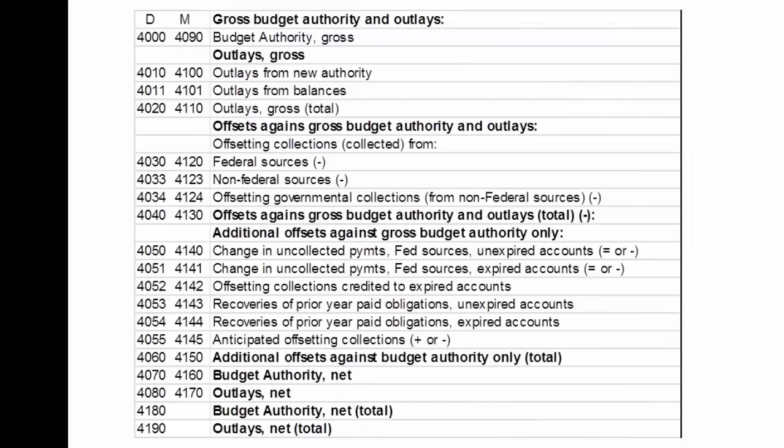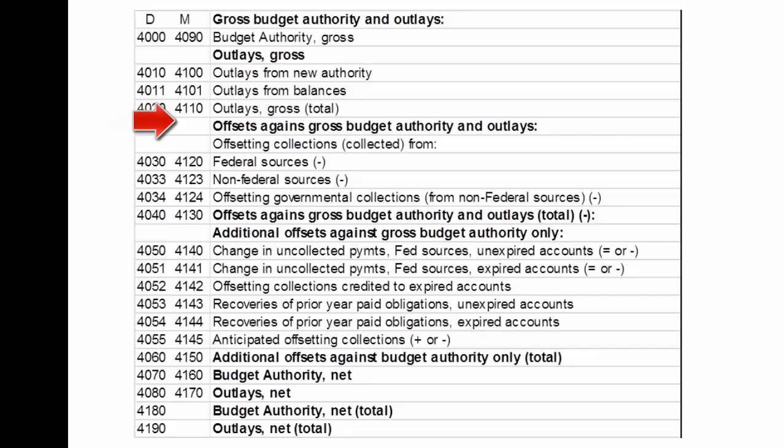For this display, I've arrayed the discretionary and mandatory lines together. The first section summarizes all discretionary budget authority on line 4000 and mandatory budget authority on line 4090. Remember, this includes spending authority from offsetting collections. Then, gross discretionary outlays from new authority are reflected on line 4010, mandatory on 4100. Gross discretionary outlays from balances are reflected on line 4011, mandatory on 4101. These are totaled on lines 4020 and 4110.